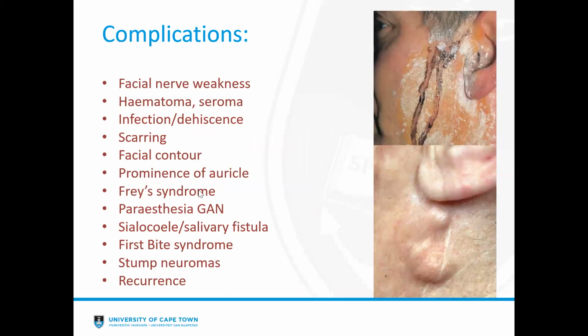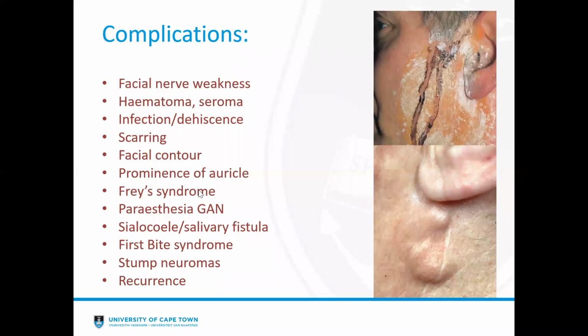Complications are obviously an important part of preoperative counseling, which include facial nerve weakness, which the textbook quotes occurs at an overall rate of approximately 1 to 2% of cases. Hematomas and seromas, infection and wound dehiscence, scar complications, loss of facial contour depending on the extent of surgery. Some surgeons here try to mitigate this by swinging in local fat or sternocleidomastoid muscle flaps.